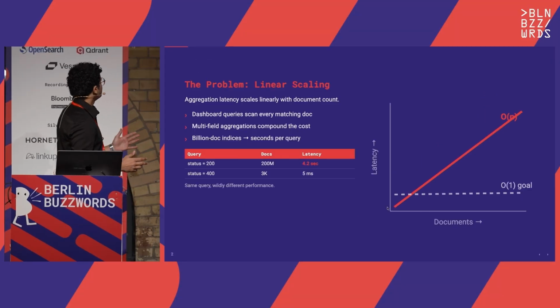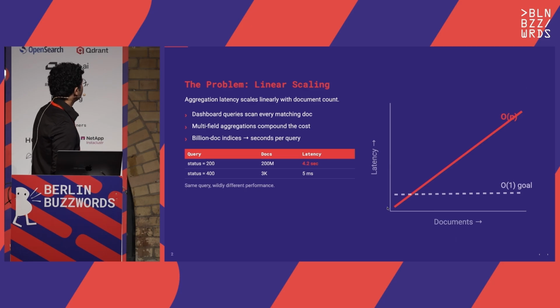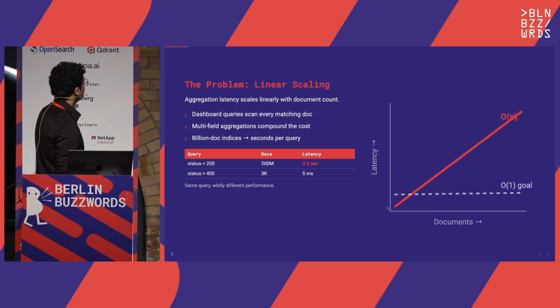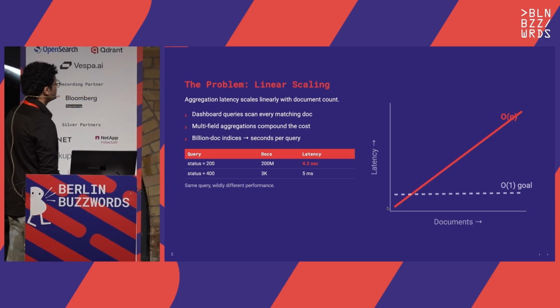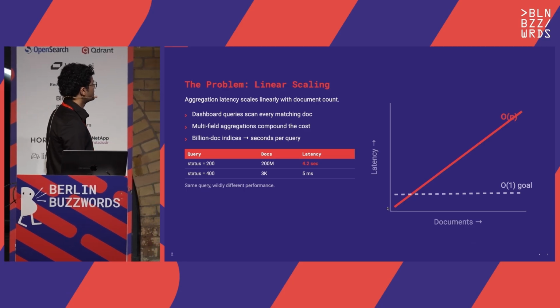So let's look at this query pattern. Here we have status equal to 200. Status equal to 200 has 200 million matching documents and takes 4.2 seconds. On the other hand, status equal to 400 has just 3000 matching documents and takes just 5 milliseconds.